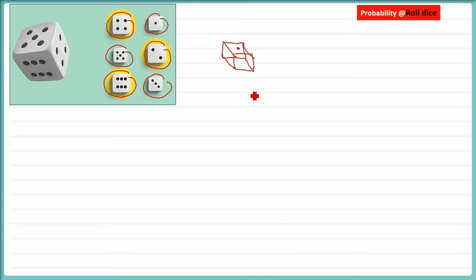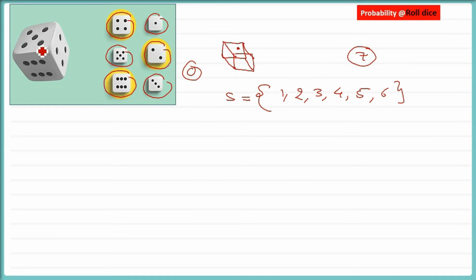So the sample space, the possibility, is 1 can come, 2 can come, 3 can come, 4 can come, 5 can come, or 6 can come. Because there are only 6 faces, 1 to 6, only this can come. This is called the sample space. 7 can never come because there is no 7 here. It's an impossible event.